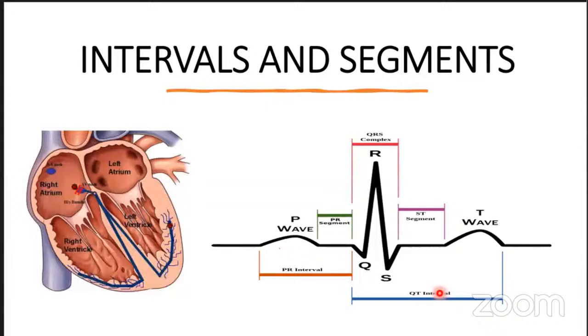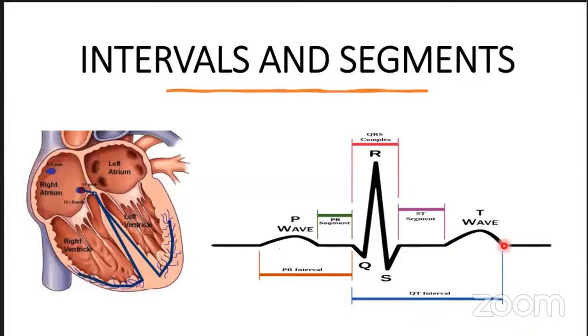Again, we also have our QT interval. Remember, we said intervals are made up of waves and segments. So if we add up all of these waves and this segment, all of it will give us our QT interval. You can see the QT interval begins from the beginning of the QRS complex and it ends at the end of the T wave.